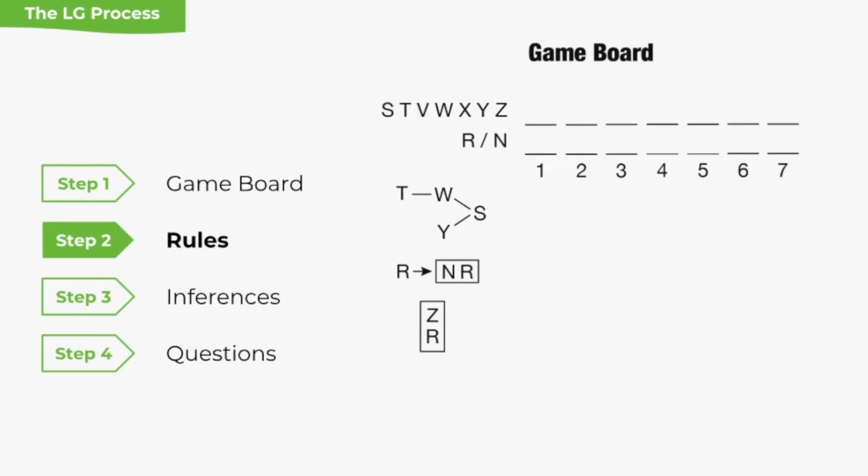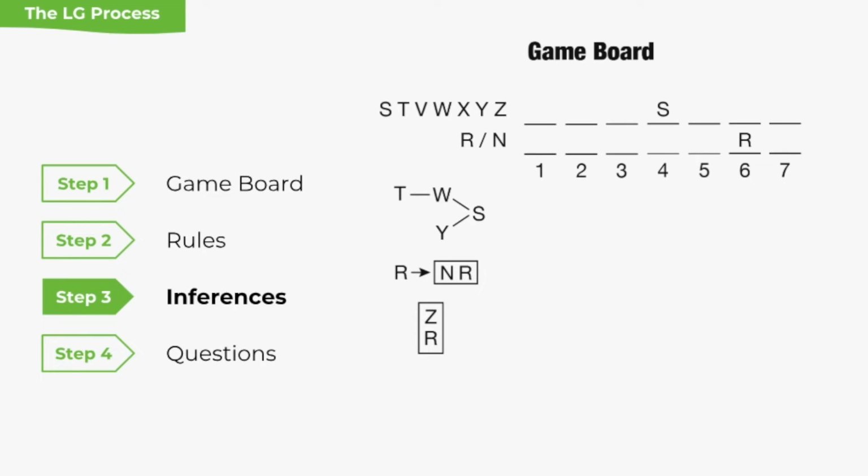The second step when you're working on a logic game is to notate the rules. So you want to use some kind of notational system and notate the rules in a way that makes it easy for you to reference those rules without having to go back and reread the individual sentences and try to reinterpret them each time.